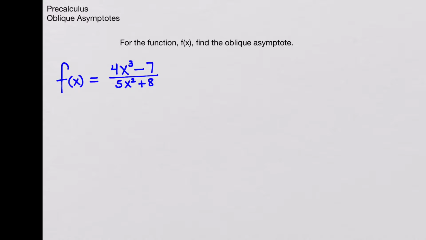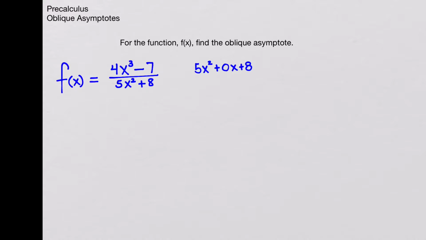So when we divide the denominator into the numerator using long division in order to find the oblique asymptote, what I need to keep in mind is that if there are any missing terms in the middle of the polynomial, then I have to include those missing terms when I'm writing out the long division. So we have 5x squared plus 8, but I should really write that as 5x squared plus 0x plus 8.